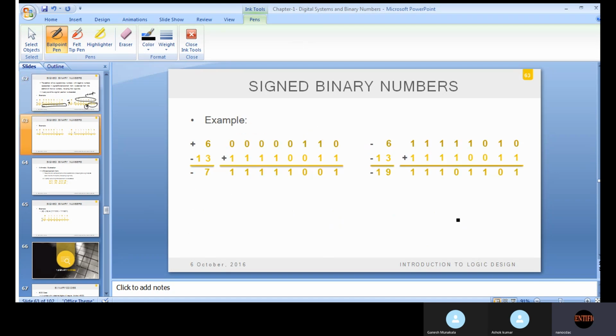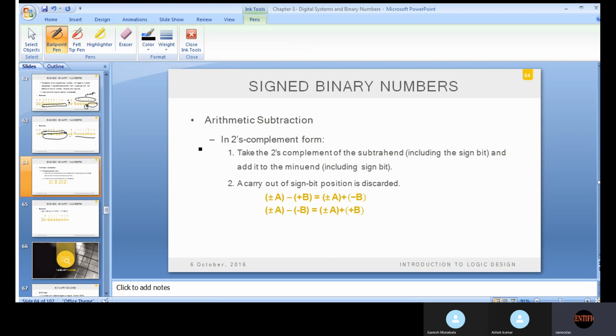So this is the addition with signed binary numbers. If you are taking +6 minus 13, you need to take the complement of 13, so you will get the result as -7. For minus 6 minus 13, you take the complement of 6 and of 13, and you will get -19 as the result. In arithmetic subtraction, plus or minus a, minus, plus or minus b. These things you remember.